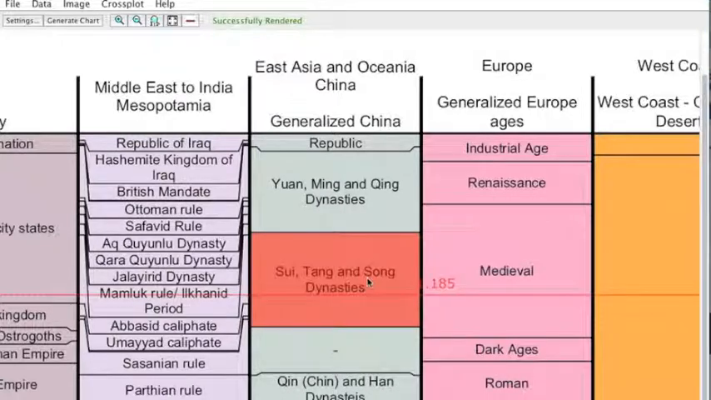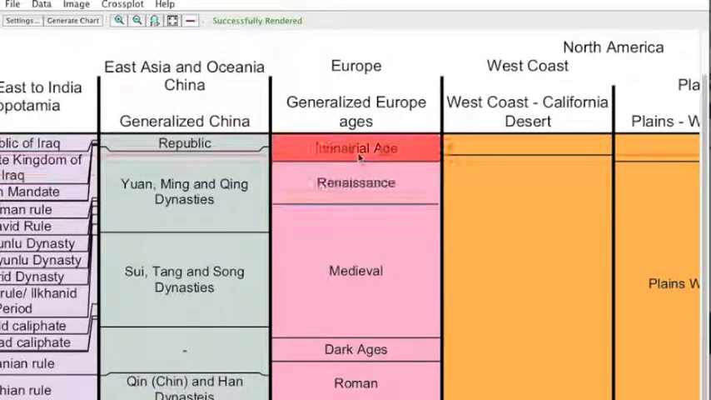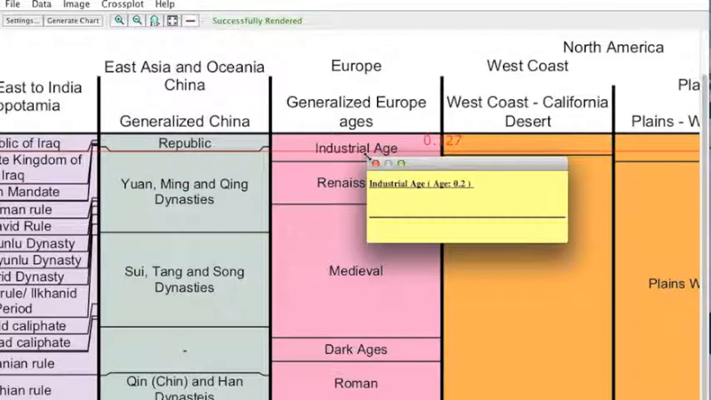Okay, what was at the same time in Europe? Don't you want to know? The industrial age, when did it start? Everything we are enjoying right now is the outcome of the industrial age, the industrial revolution that started around 202 years ago. So the industrial age, let's look at it.